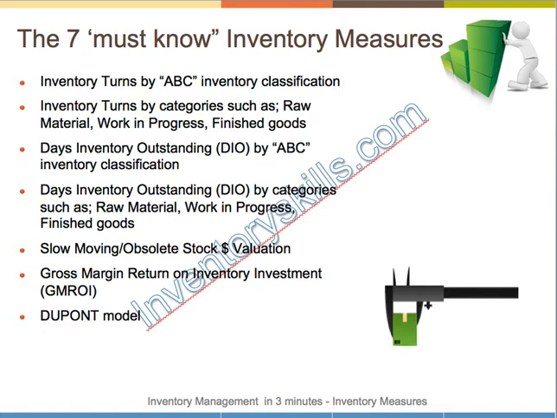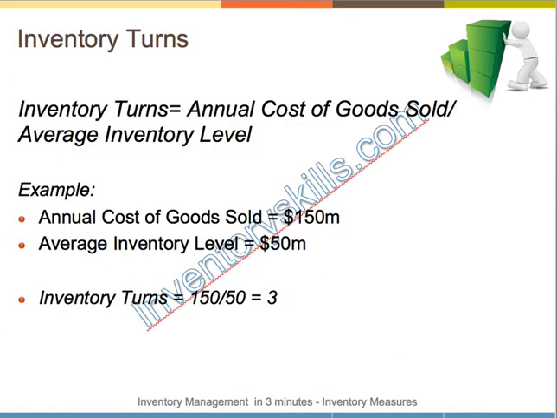So what are a couple of definitions? Now inventory turns, this is the classic one. It's the annual cost of goods sold divided by the average inventory level. An example would be if your annual cost of goods sold was $150 million and your average inventory level was 50 million, therefore your inventory turns is 3. So it's just a number. It could be 3, 4, 5, 6. The bigger the better. And what you have to do is just measure those in your business and see that month by month, quarter by quarter, those numbers get larger.